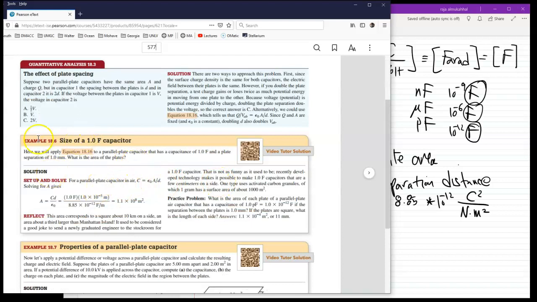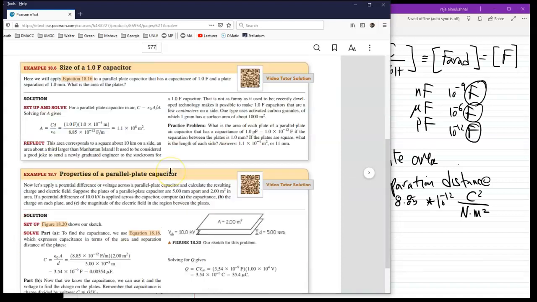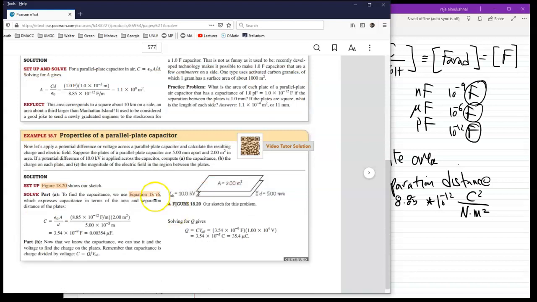This example is kind of easy, the 18.6. You can read it by yourself if you want to. I want to do this one right here.